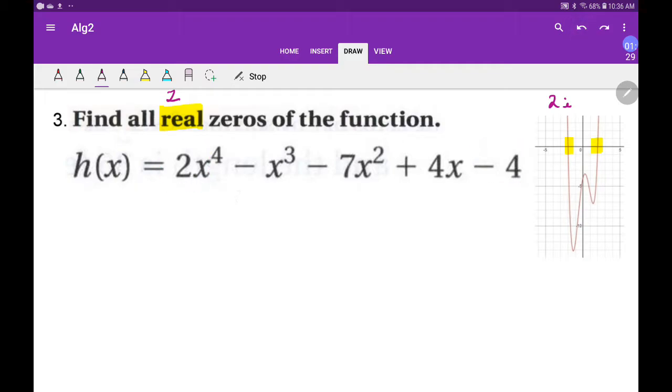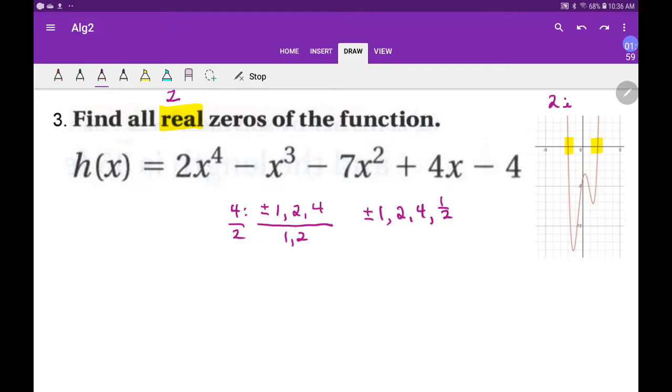Okay, so with that in mind, we have 4 on the top, 2 on the bottom. So factors of 4 on top, 1, 2, and 4, plus or minus. And on the bottom, factors of 2, so 1 and 2. So that gives me plus or minus 1, 2, 4, but also 1 over 2. I was going to say 2 over 2, but that's 1, and 4 over 2, but that's 2, so I don't need to do that again.